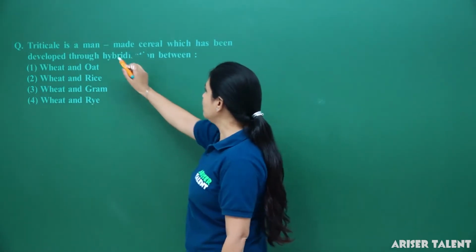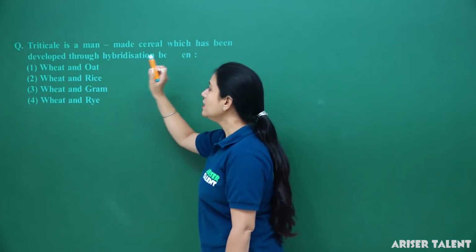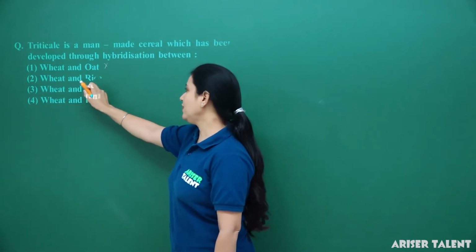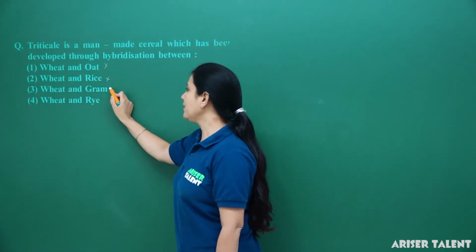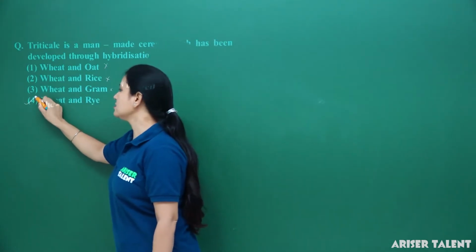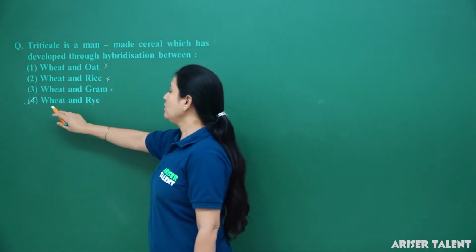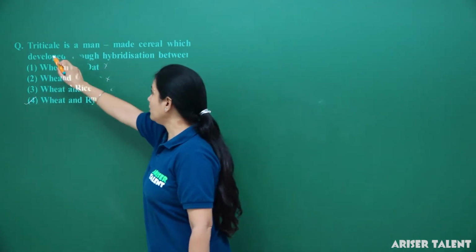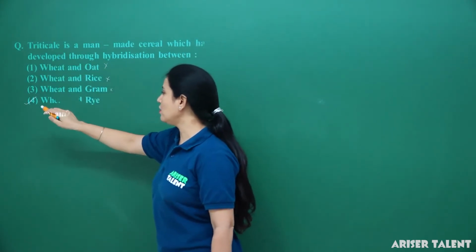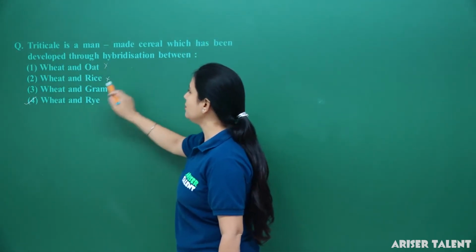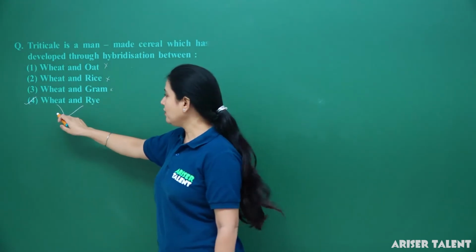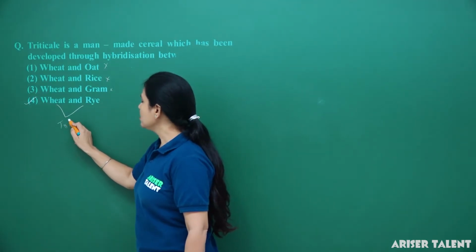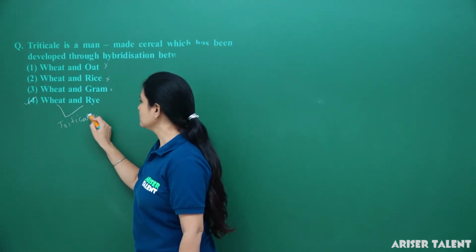Triticale is a man-made cereal which has been developed through hybridization between wheat and oat, no; wheat and rice, no; wheat and gram, no; wheat and rye, yes, this is the correct answer. Generally we know the botanical name of wheat is Triticum aestivum, and triticale, which is the variety, is obtained by the hybridization between wheat and rye. So when we hybridize wheat and rye, we get another variety that is known as triticale.